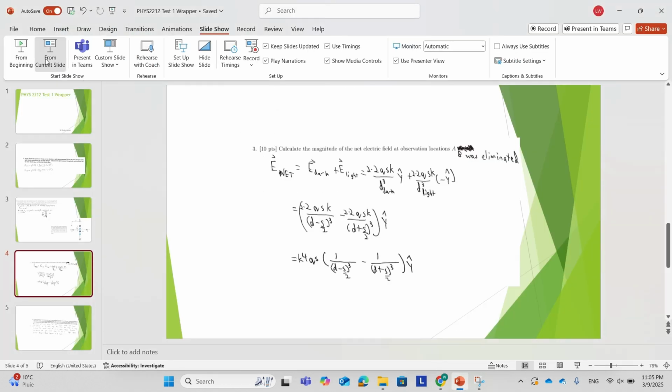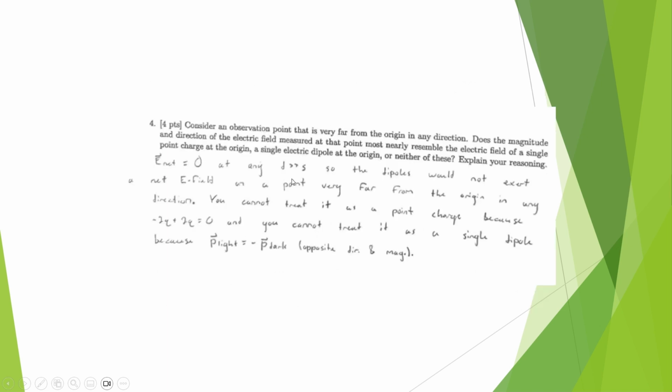And finally, we go to number 4. And number 4, I got correct. E net equals 0 at any D much greater than S, so the dipole does not exert an E field on a point very, very far from the origin in any direction. This is the only question where D is much greater than S was actually used by the key, so I appreciate that. And as you can see, my solution was pretty accurate to the key.